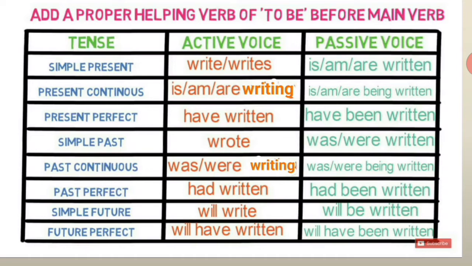Then simple future tense. In active voice, we will use will write, and in passive voice, what we write is will be written. Then we will take future perfect tense. In future perfect tense, we use in active voice will have written, and while changing into passive voice, what we write is will have been written.